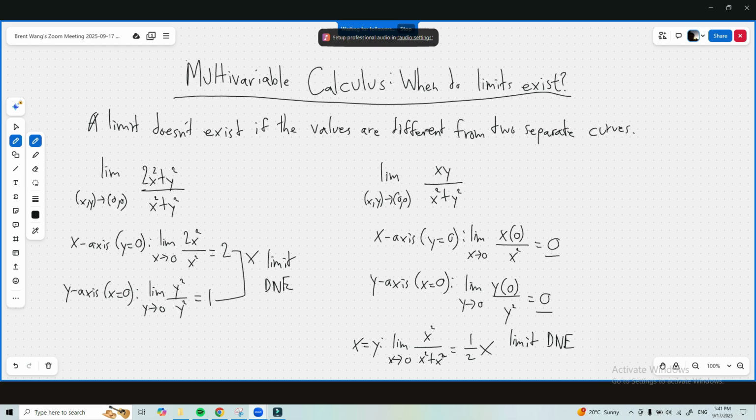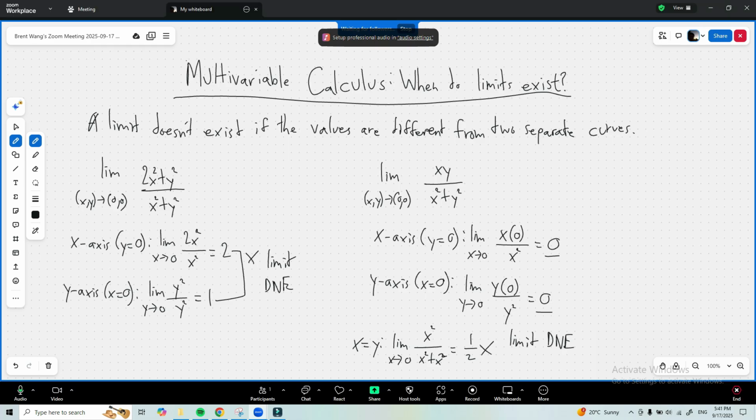Very easy to show a limit doesn't exist. Just show that it's different on two different curves, and that's it. I recommend starting at the x and y axis. That's the most obvious direction to start, and then working your way up.